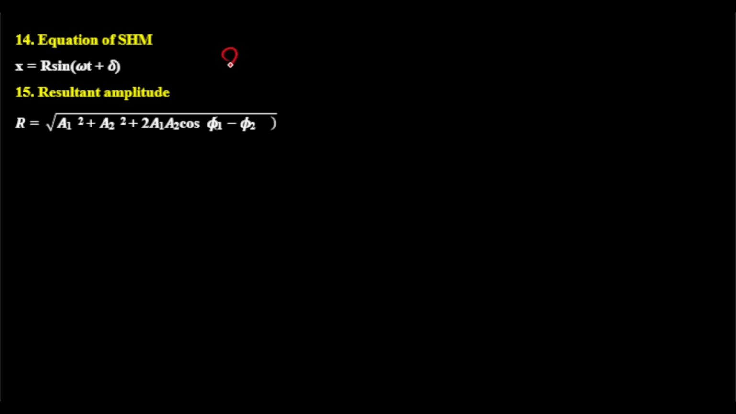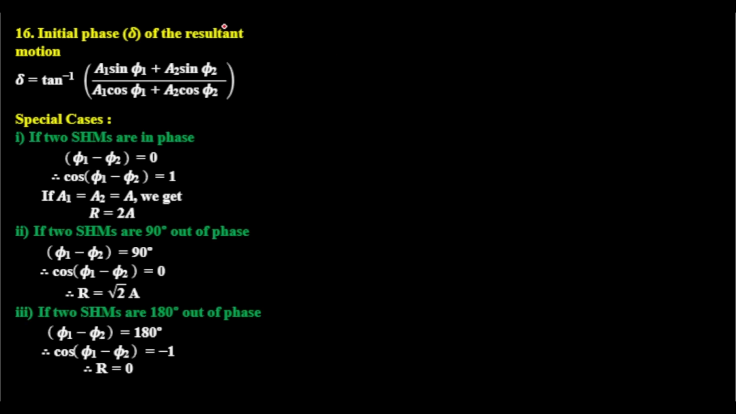Equation of SHM, x is equal to R sin omega t plus delta. Resultant amplitude R is equal to root of A1 square plus A2 square plus 2 times A1 A2 cos of phi 1 minus phi 2. Initial phase of the resultant.